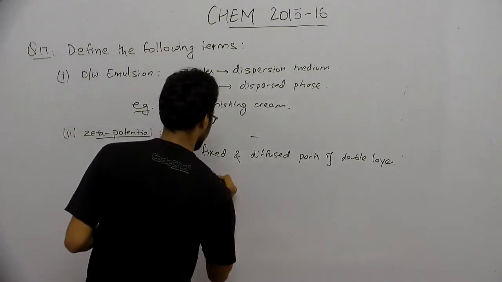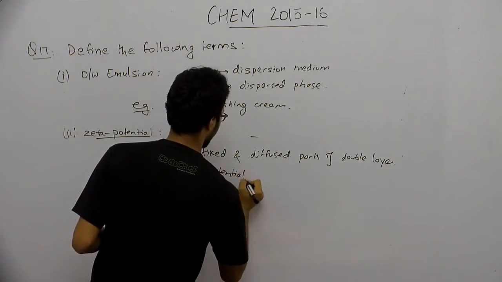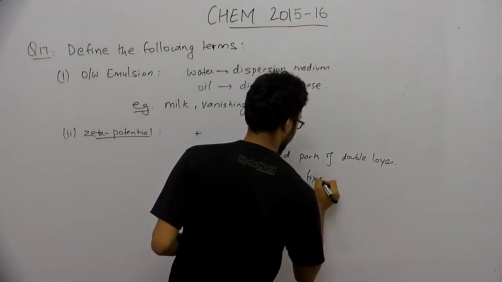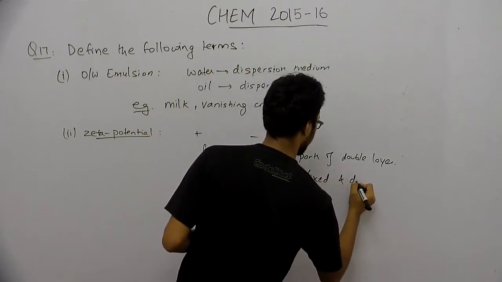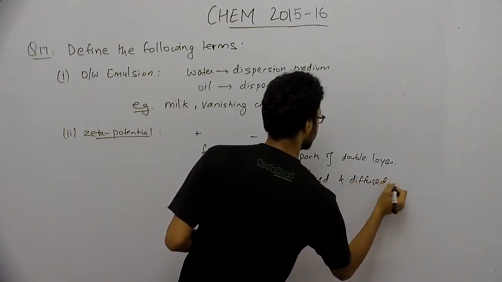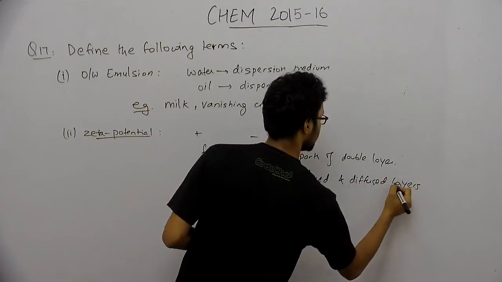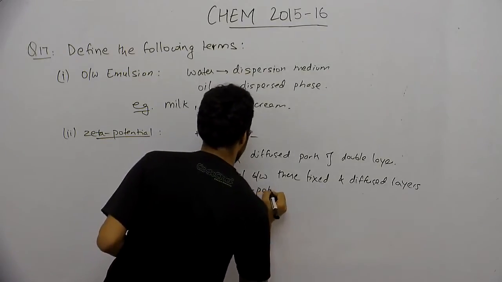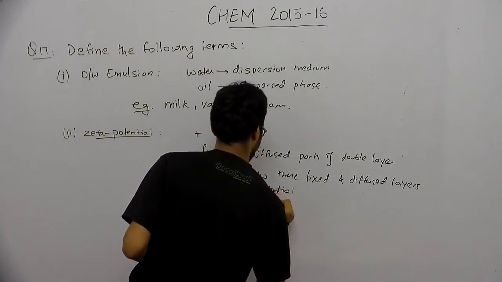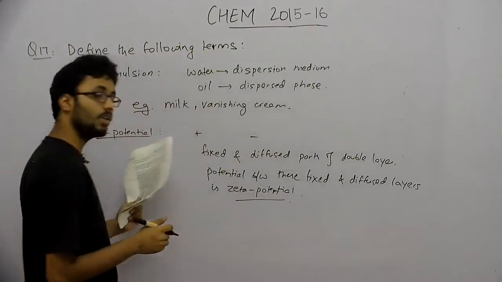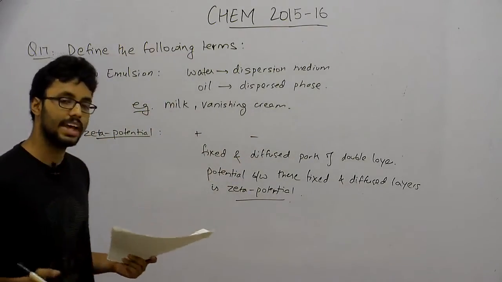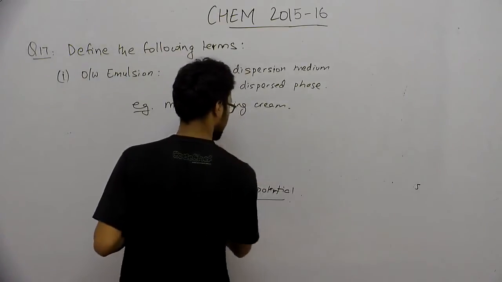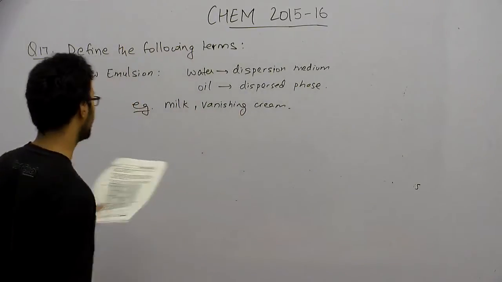So the potential between these fixed and diffuse layers is zeta potential. So this is what zeta potential is. Next, we come to the third part of this question, multimolecular colloids.